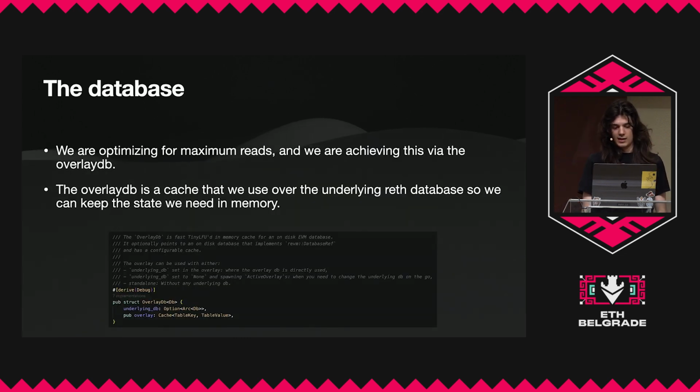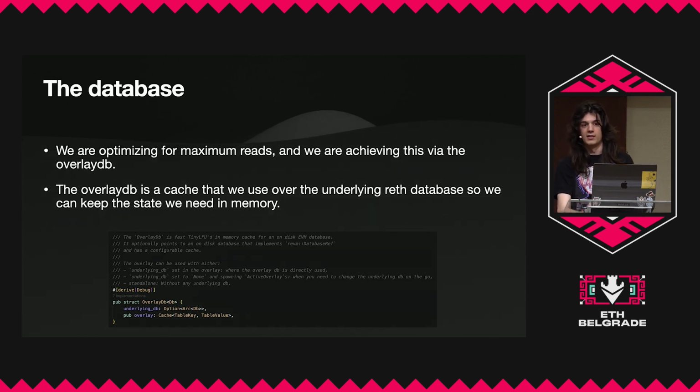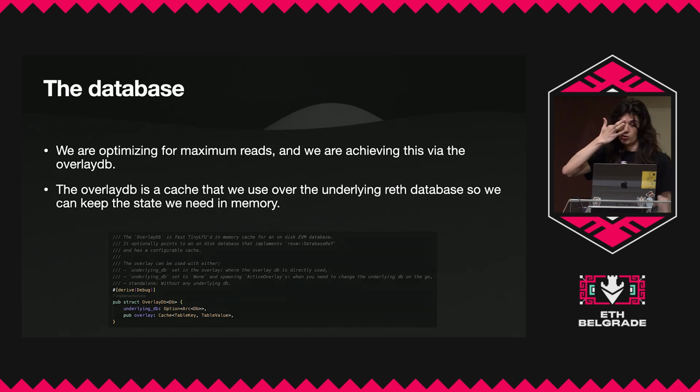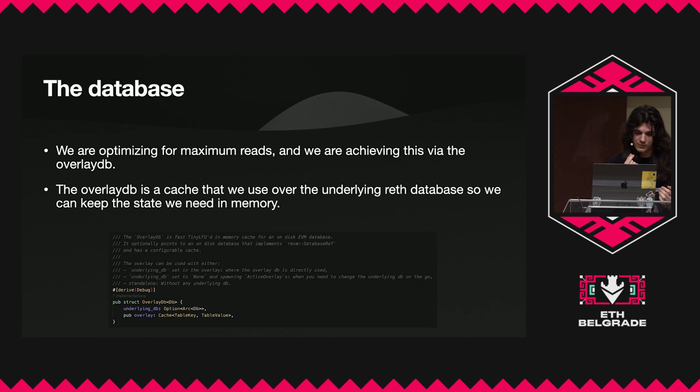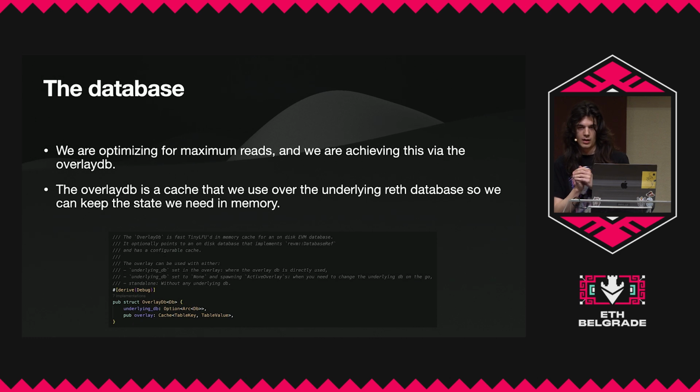When designing data access structures, we kept in mind that we need extremely fast multi-threaded read-only access. The design we ended up landing on was the overlay DB. It keeps a large in-memory cache of EVM state, and it has an underlying database, which in our case is the Reth database. It will first read the cache, and if the state is not in the cache, it reads the Reth database and puts it in the cache.